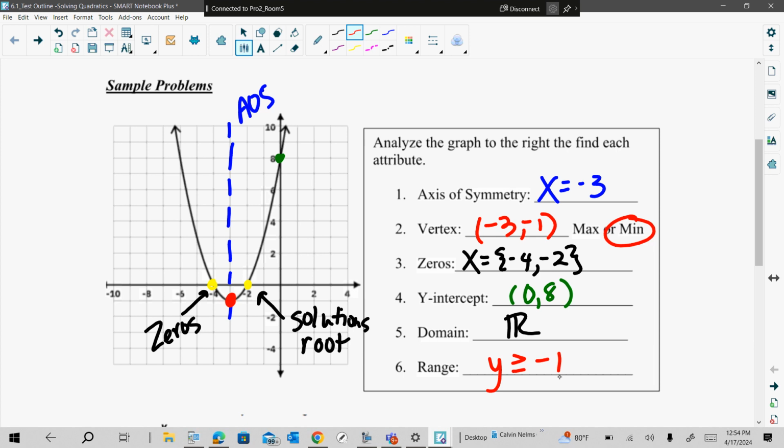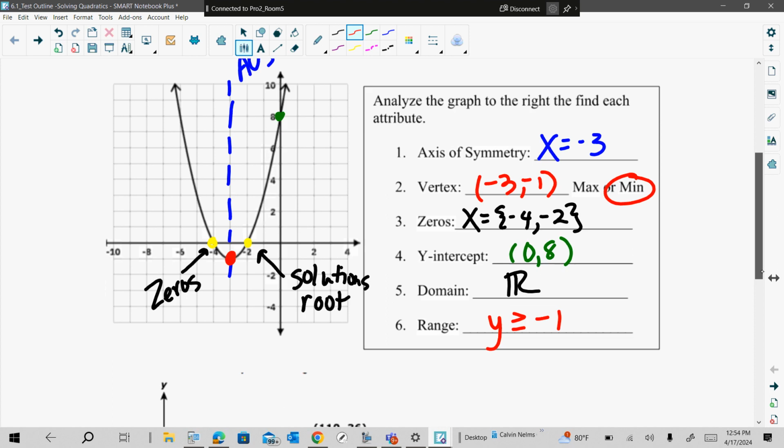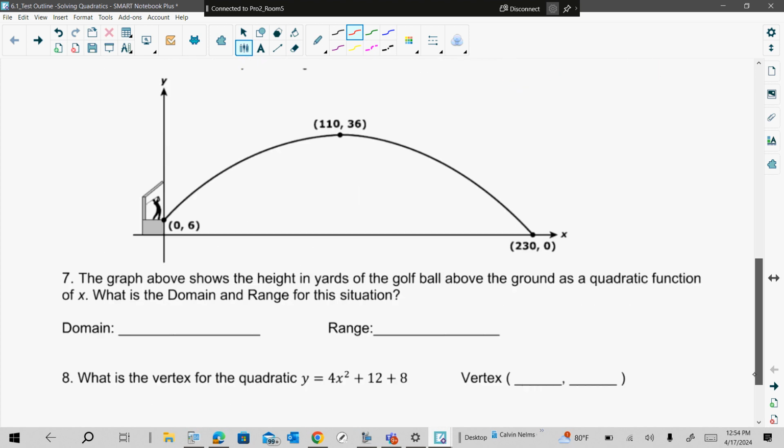All right, now, same concept. Now the graph is related to a real world situation. So this is modeling a golf ball being hit off the tee, showing the flight of the ball. They want you to determine the domain based on this situation. So it's not all real numbers for this problem.